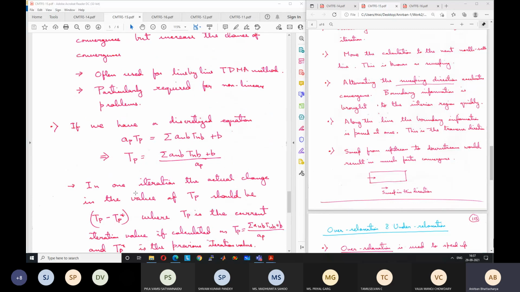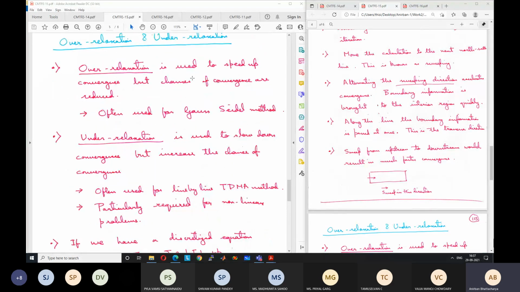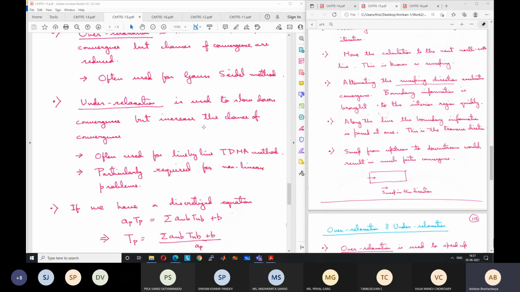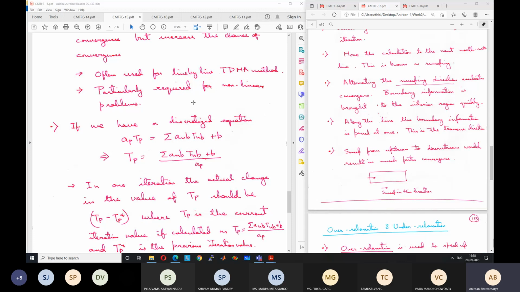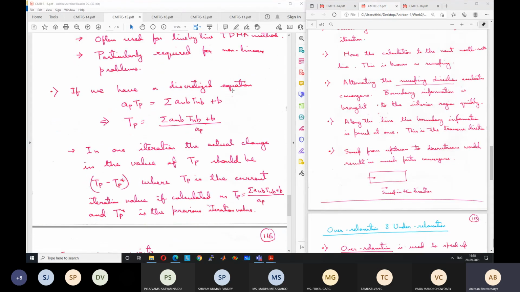Okay. So I am not reading the note again, or we can just go through it once. Over relaxation is used to speed up convergence, but chances of convergence are reduced, often used for the Gauss-Seidel method. Under relaxation is used to slow down convergence, but increases the chance of convergence, often used for line by line TDMA. Particularly required for nonlinear problems, as we have discussed.